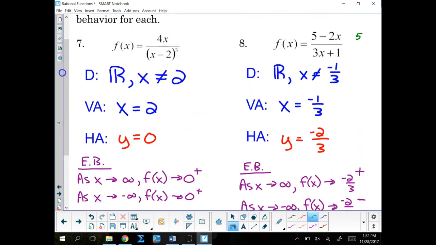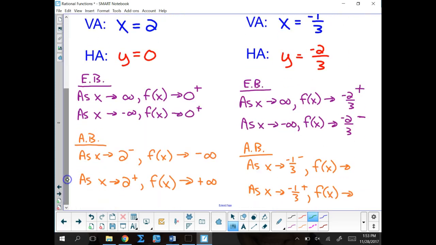Negative 1 would give me 5 plus 2 all over negative 3 plus 1. That's 7 over negative 2. That's going to go to negative infinity. If I put 0 in there, that's on the right side, I get 5 divided by 1, which is going to go to positive infinity. So this one is negative infinity. This one is positive infinity. Okay?